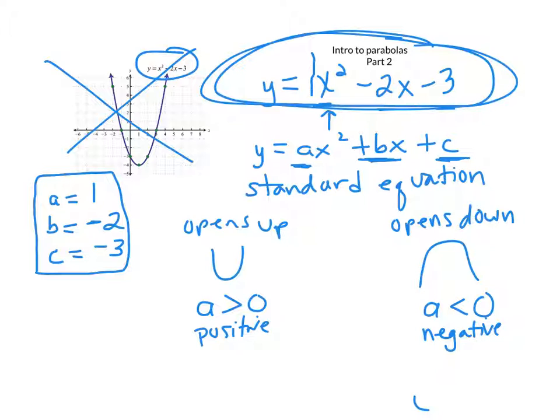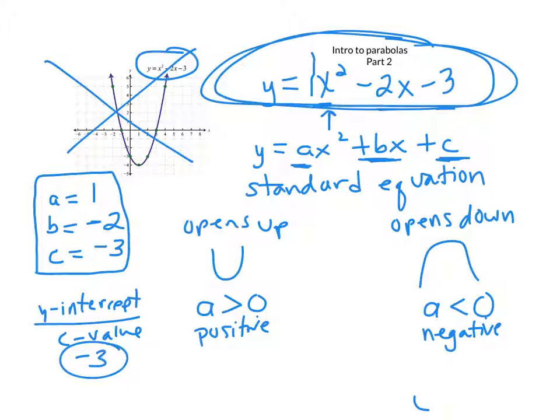The other thing that the equation tells us right off the bat, without having to do any math at all, is the y-intercept. And I talked about that in my part 1 video. The y-intercept is the c value. It's wicked easy. Just look for the number in the equation that's not next to an x, and the y-intercept is -3. And we can see this is true because here is the y-intercept. It's where the graph crosses the y-axis.